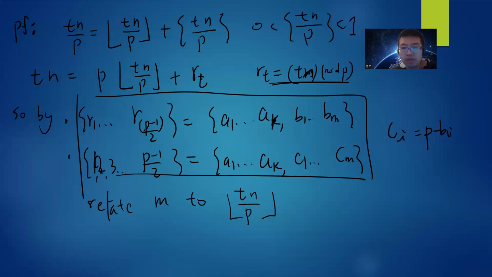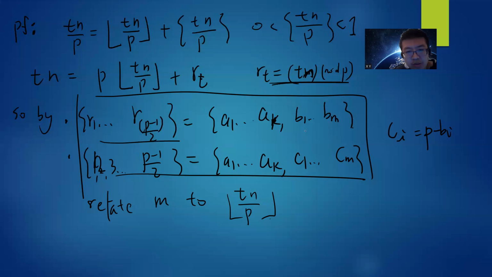Okay, so the proof idea is just using the algebra. The first equation we have is the sum of I from 1 to (P minus 1) divided by 2, which will be just the sum of A and B, right? So I get summation AI plus summation BI, where I goes from 1 to M and I from 1 to K.